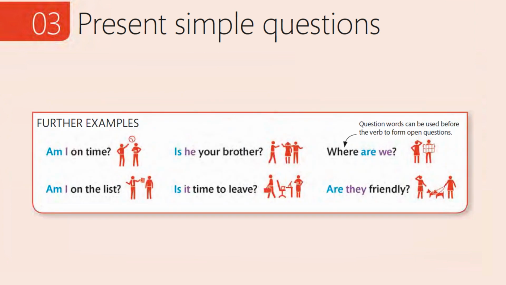Further examples. Am I on time? Is he your brother? Where are we? Question words can be used before the verb to form open questions. Am I on the list? Is it time to leave? Are they friendly?